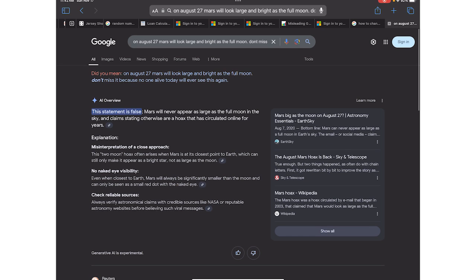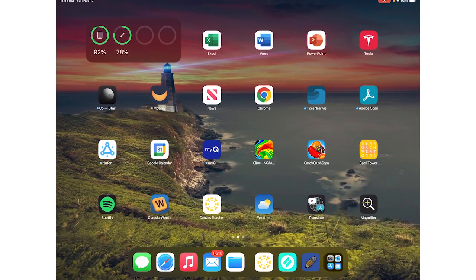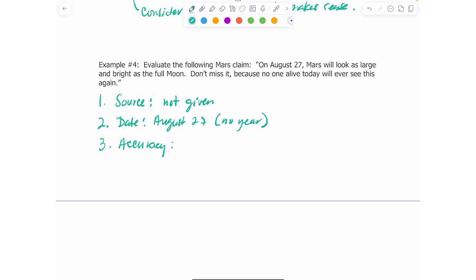So for accuracy, you want to check any reliable sources, which is so easy to do now with the web and with AI. So check reliable websites or sources, right? It doesn't have to be a website. It could be something else. So for example, NASA, and this, as we saw, was a false claim. And it's made every time Mars is opposite the sun.